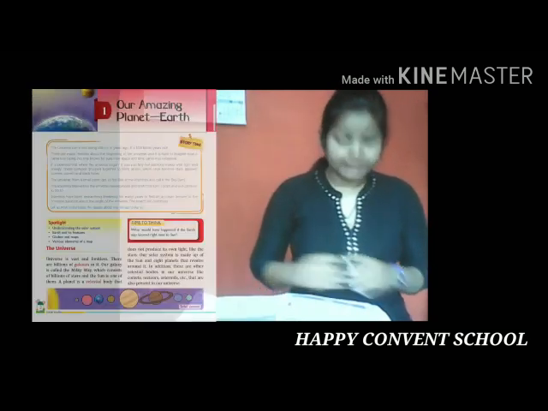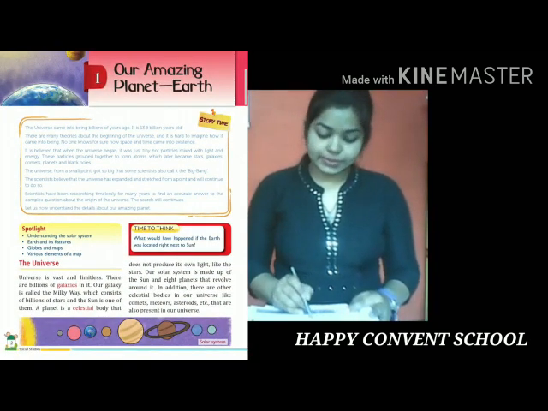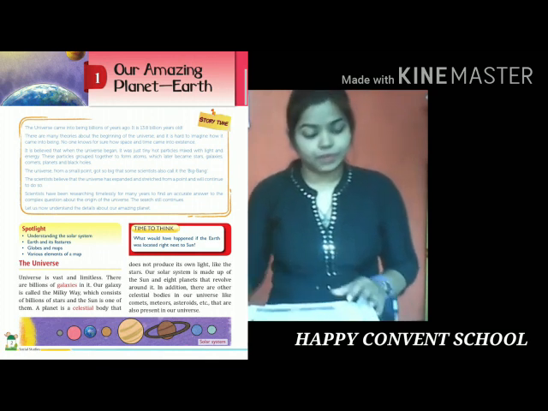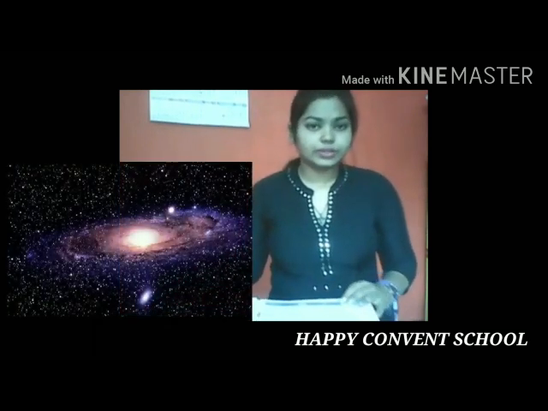Now get into the chapter. The universe is vast and limitless. There are billions of galaxies in it. Our galaxy is called the Milky Way, which consists of billions of stars, and the sun is one of them. Here it's written universe, so we have learned a little bit about the universe.